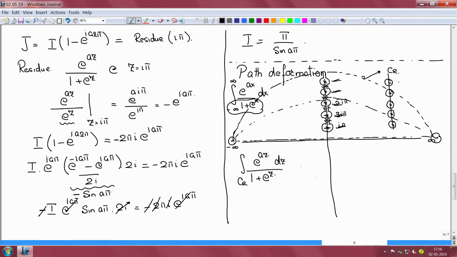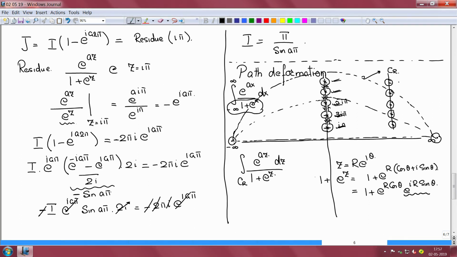In here, as z tends to infinity, z is moving on a circular arc r e to the power of i theta, so that 1 plus e to the power z is equal to 1 plus e to the power r (cos theta plus i sin theta), and this is equal to 1 plus e to the power r cos theta times e to the power i r sin theta.